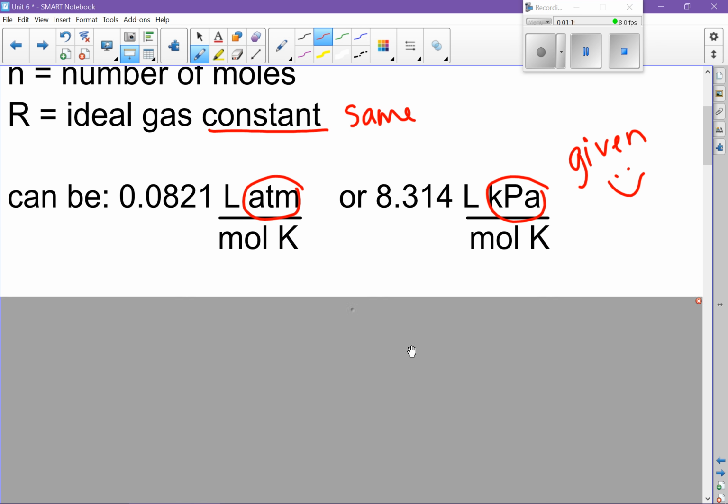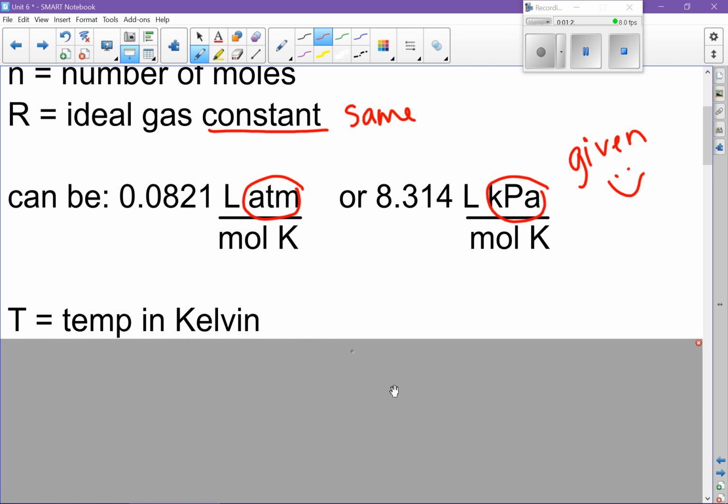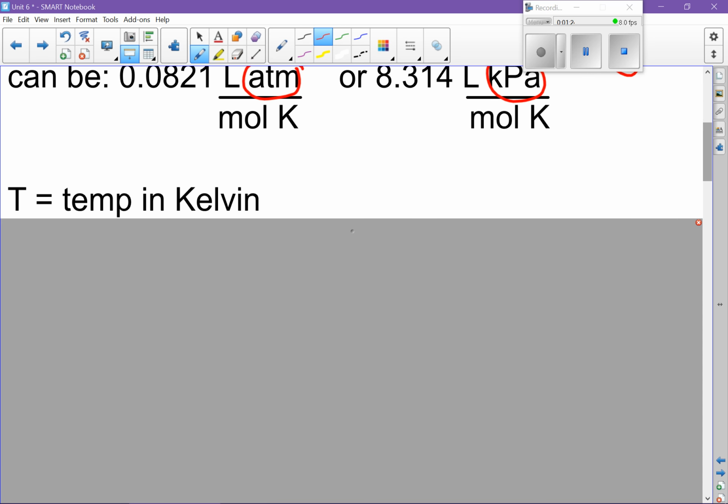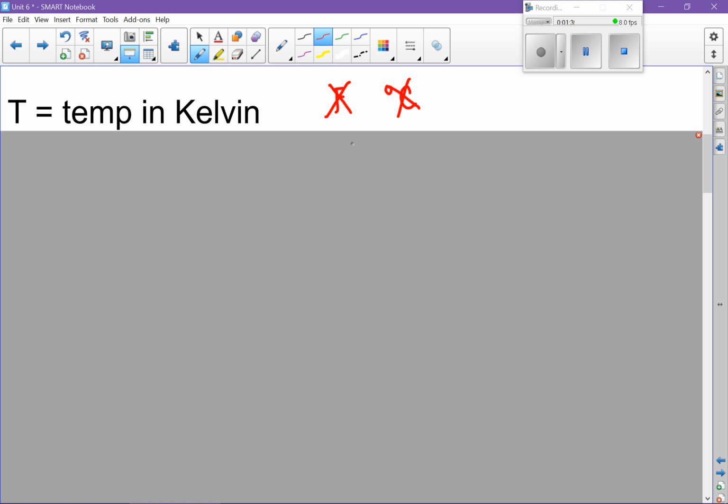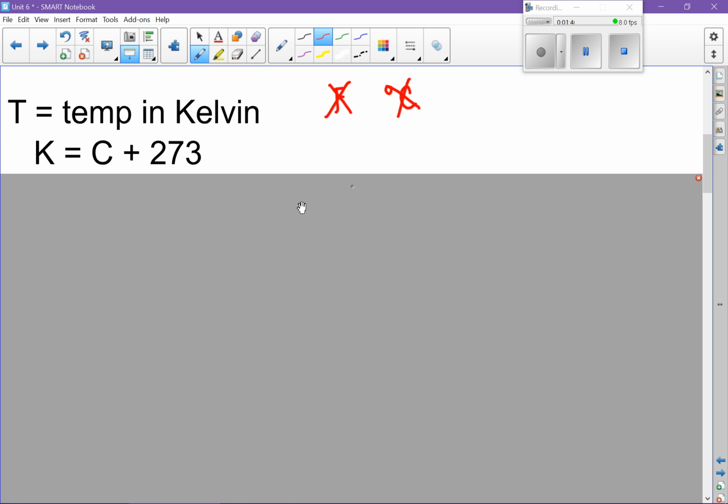The last letter is T, which stands for temperature, but the weird thing about the temperature is it has to be in a unit called Kelvin. Usually in America we use Fahrenheit, right? But nobody else in the world uses that, so they all use Celsius, but that won't work either. Kelvin is an absolute temperature scale. Basically that means it can't be a negative number. So you're going to have to take the Celsius temperatures that you're given and convert them to Kelvin. You do that by just adding 273. So it's a nice easy conversion.